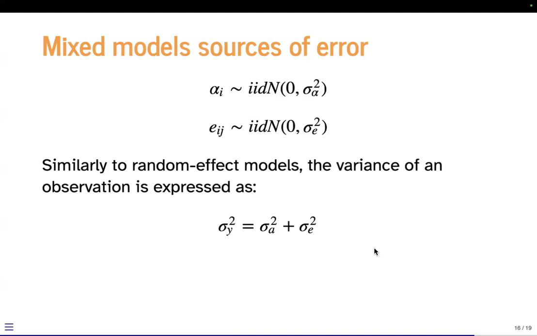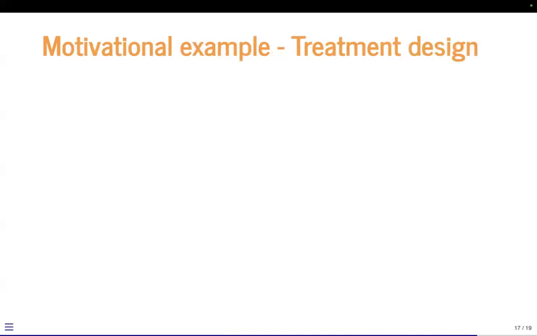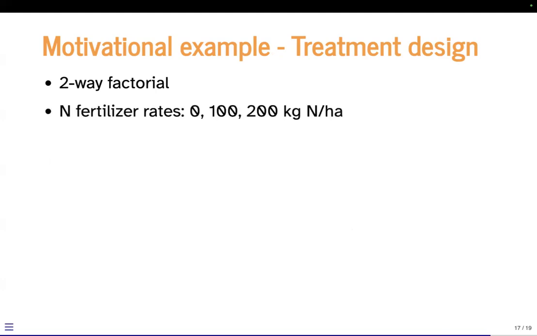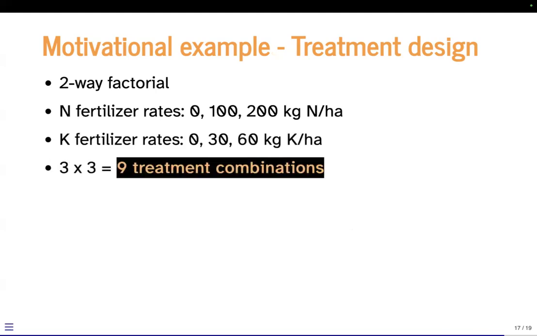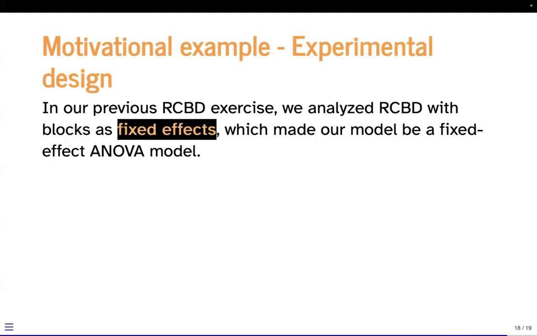All right, so again, with a mixed effect model, the variance of your observation is going to be the sum of the variance of the block and the residual error related to that observation. So in our motivational example here, talking about a treatment design, so still our 2A factorial, 3 nitrogen rates, 3 potassium rates, so 9 total treatment combinations.